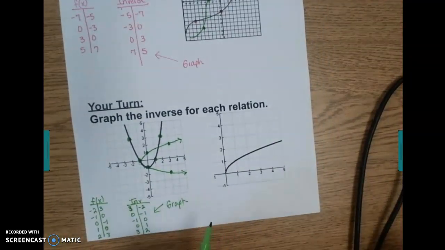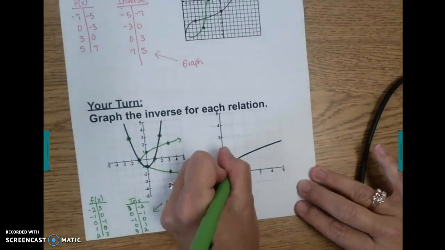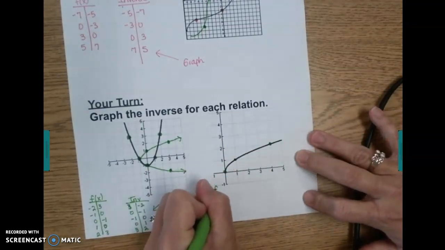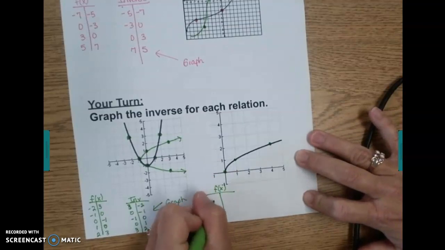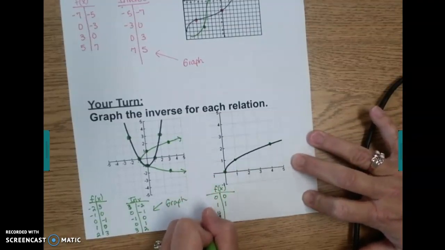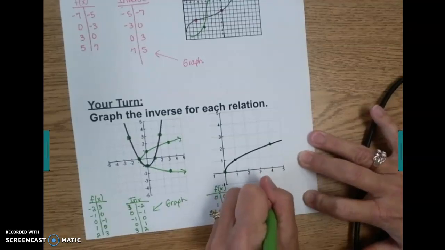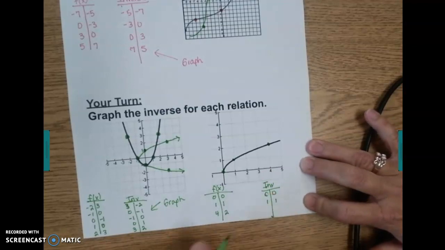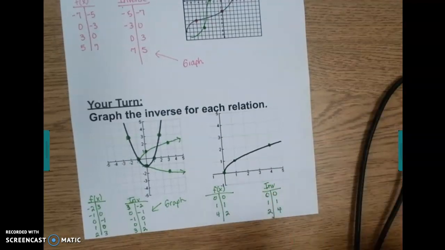I would do the same thing on the last example. Find you a couple coordinates. In this case, there's 3 easy ones to see. So you got 0, 0, 1, 1, and 4, 2. So your inverse still have 0, 0. You'd still have 1, 1, but then 2, 4.